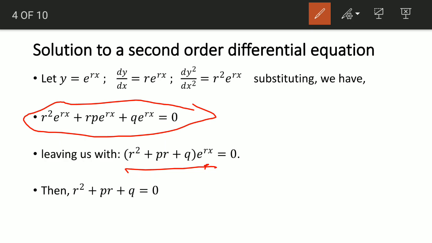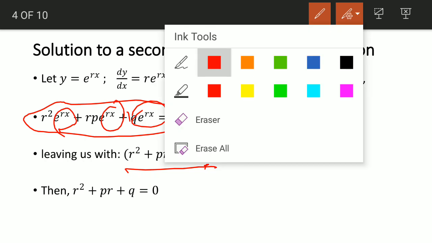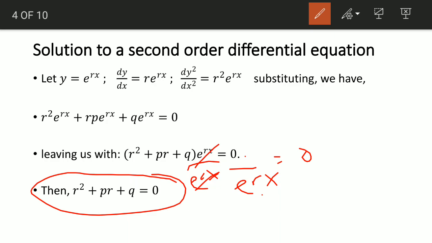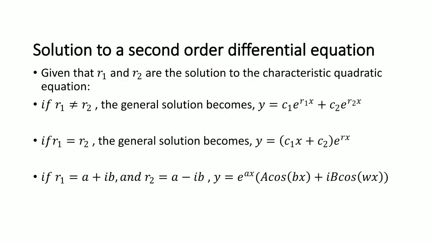Okay, by factorization, exponential rx is common here, here, and here. When we factorize it, we are going to have exponential rx times (r squared plus pr plus q) equal to 0. So at this point, we can now divide both sides by exponential rx. You can see this cancels this, and 0 over this is still 0, so we are still left with this. So you can see whichever way we choose to follow, we still arrive at this characteristic equation, which is r squared plus pr plus q equal to 0.